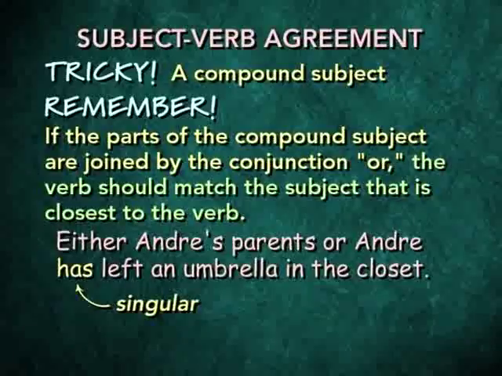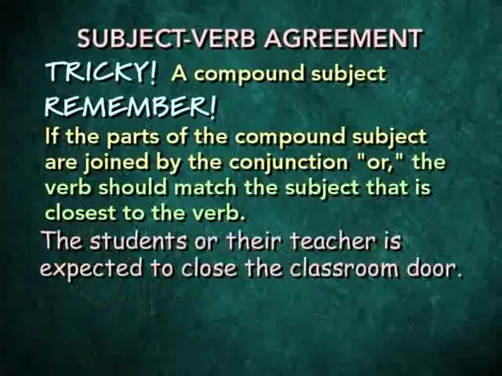So when the compound subject consists of two or more parts separated by or, decide on subject-verb agreement by looking at the subject that's closer to the verb. One more example. The students or their teacher is expected to close the classroom door. Same kind of situation. Here we have two subjects separated by or.